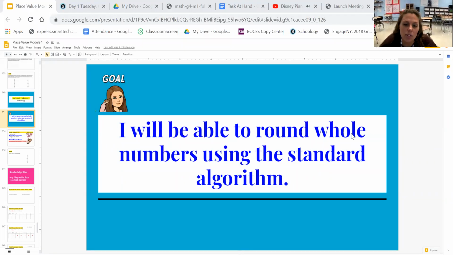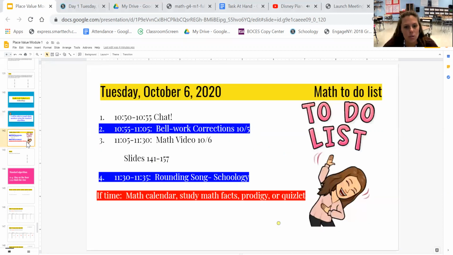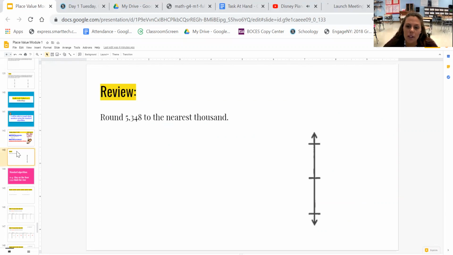Today we are going to continue focusing on rounding whole numbers, but we're not going to do the vertical number line. We're going to focus on the standard algorithm. Hopefully you enjoy this method, but tomorrow you can use whichever strategy works best for you. So we're going to learn our new strategy and then you can decide. So let's get started by just doing a little review.